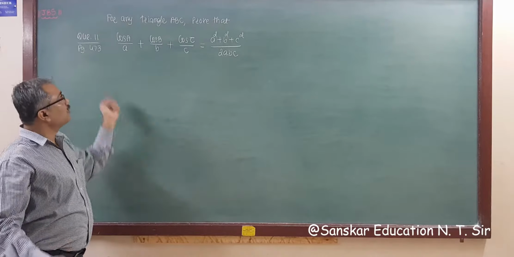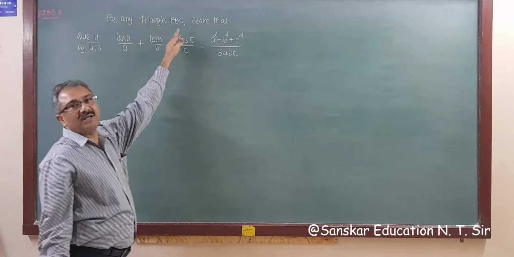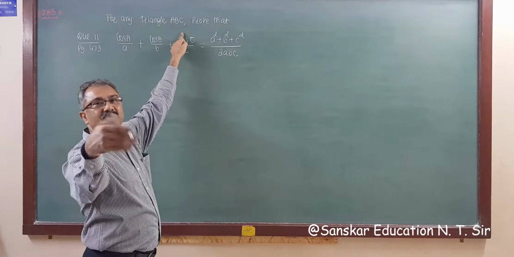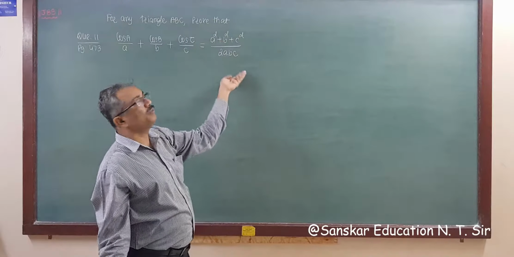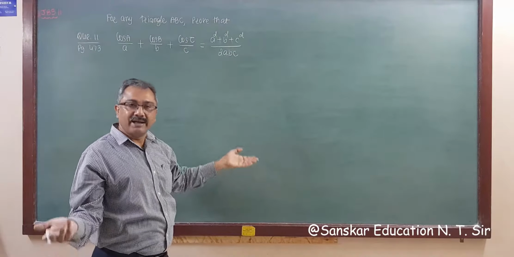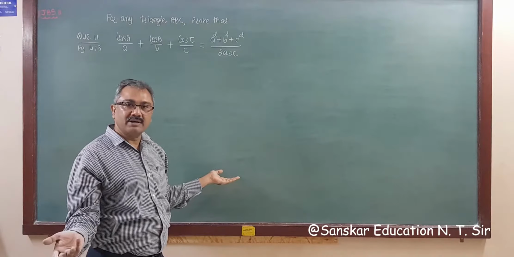आपको पता है cos A की फॉर्मूला है, cos B की फॉर्मूला है, cos C की फॉर्मूला है. इसमें a स्क्वायर, b स्क्वायर, c स्क्वायर आते हैं और वही प्रूव करना है. Nothing to do. हिंट दे रहा हूं आपको कैसे सॉल्व करना है.